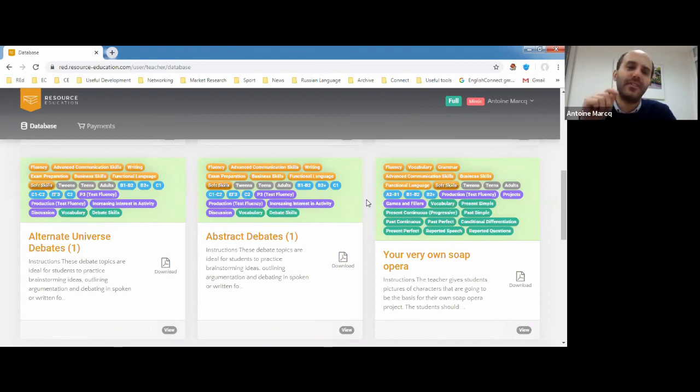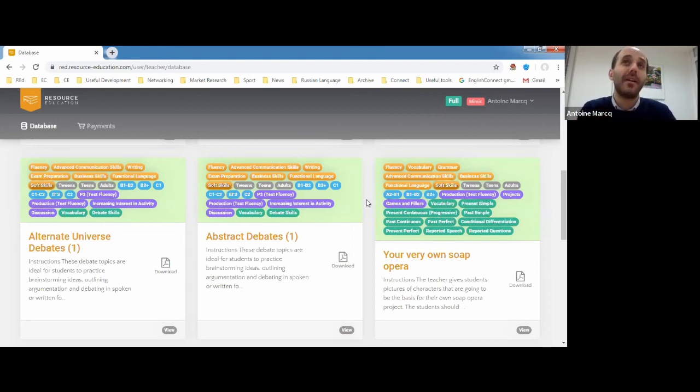There are a lot of these in textbooks. We see these two activities as ways for you to practice the functional language debate skills that come up in textbooks when you're preparing students for exams. This is a great way to practice that. It's for exam preparation, it's for business skills, different things like that. But students need some kind of guidance.